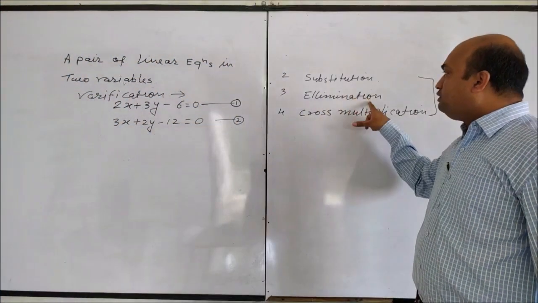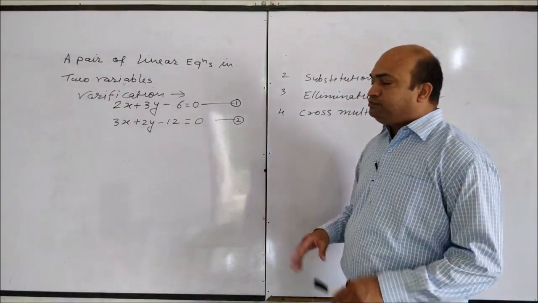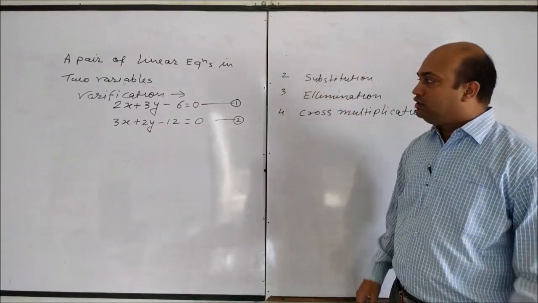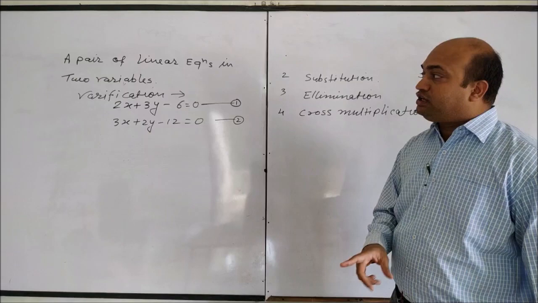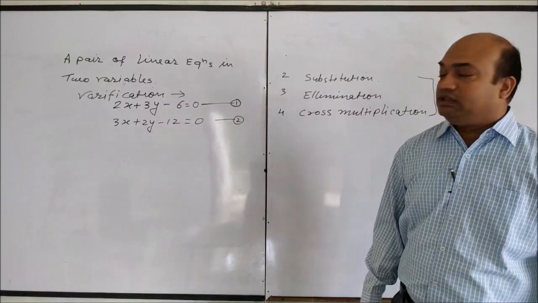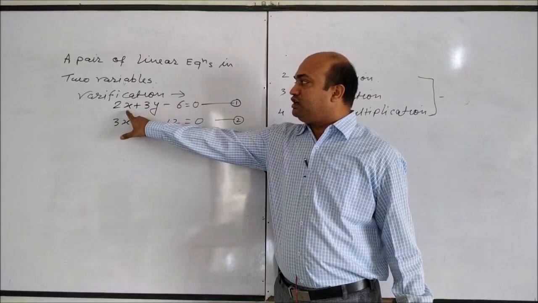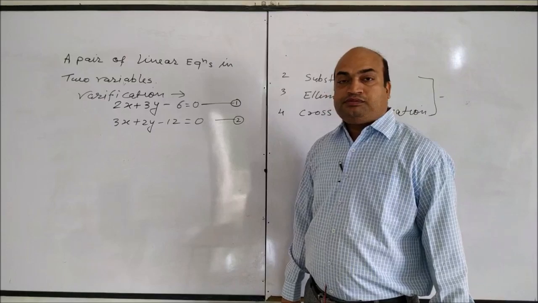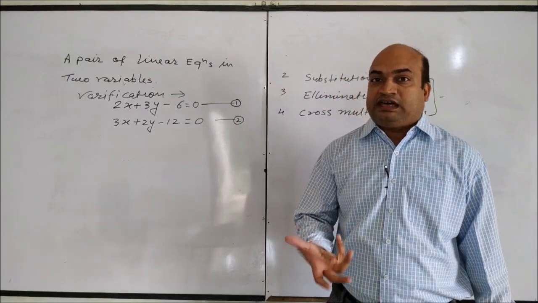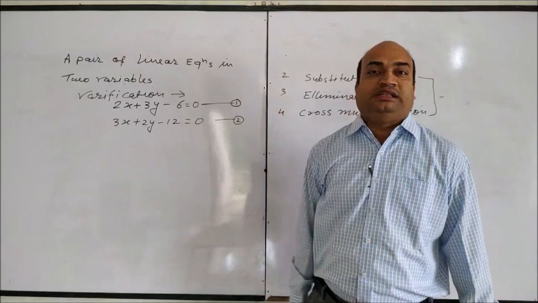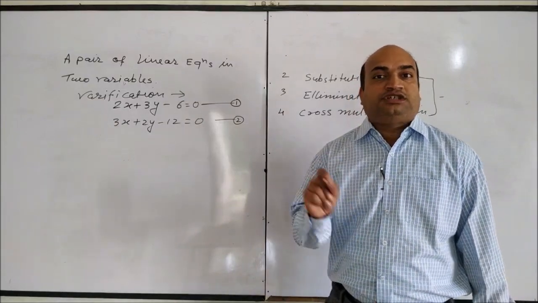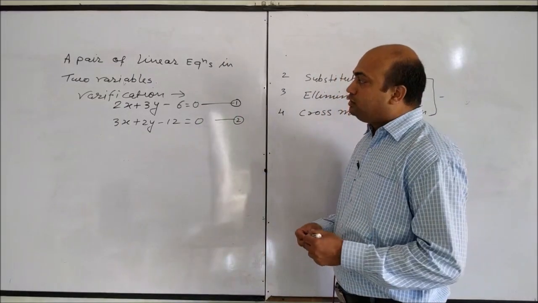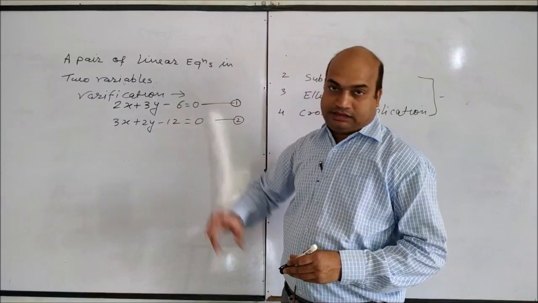The second is elimination method. You see, if we want to use elimination method to solve these equations, we will just make the coefficient of any of the two variables equal. Either we can make the coefficient of x equal or we can make the coefficient of y equal. If we make the coefficient of x equal, then x will be eliminated. If we make the coefficient of y equal, then y will be eliminated. So better we will make the coefficient of y equal here.